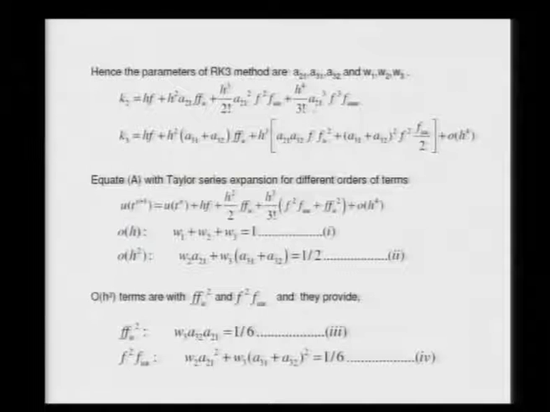In the same way, you can expand k 3 in terms of the function f at the starting point plus various functions and their partial derivatives with respect to u at different points, which involves all these unknown coefficients A31, A32, etcetera. Again, this we indicate all the way up to the h cube term.